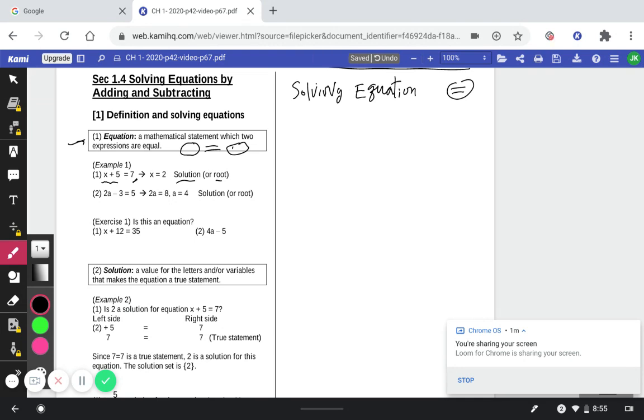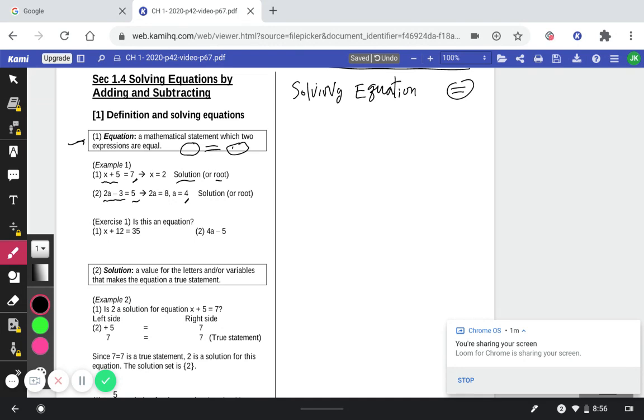Solution or root. Now in another equation, you have 2a minus 3 equal to 5. When you solve this, you get 2a equal to 8 and a equal to 4. So 4 is the solution for this equation, and 4 is the root for a.